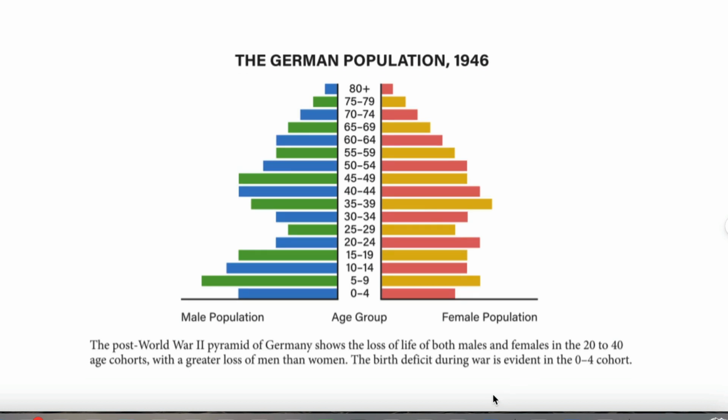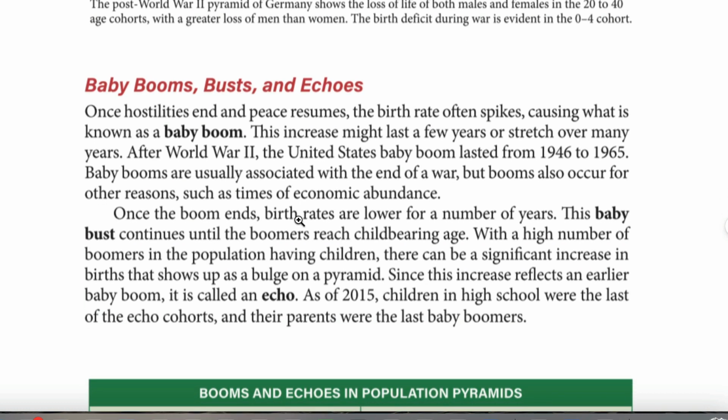So this was the German population in 1946, and it's basically a post-World War II pyramid of Germany showing how much there was a loss of life of males and females in the 20 to 40 age cohorts. Greater loss of men than women because mostly men fought in the war. And then you can actually kind of see the birth deficit during the war in the 0 to 4 cohort. So if you get a wacky pyramid like this, there's usually some explanation.